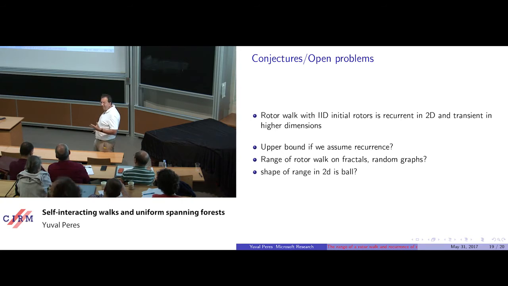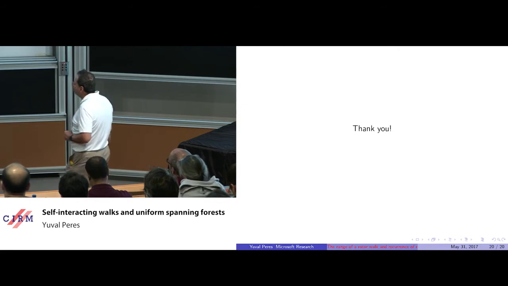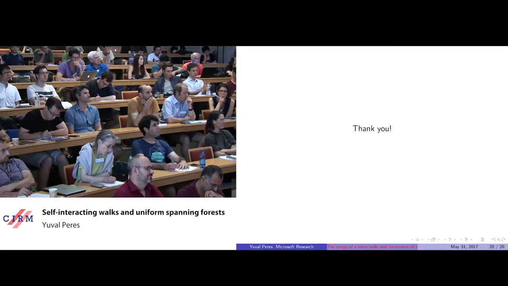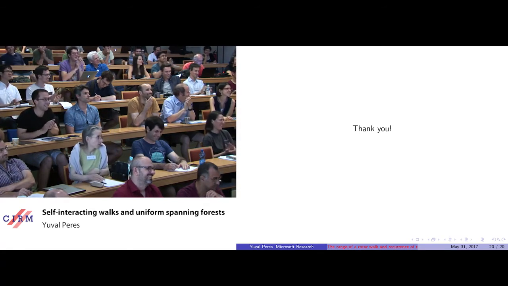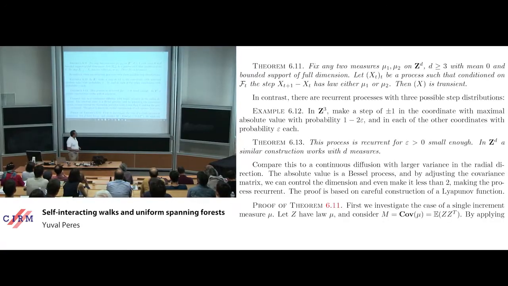There are a lot of other lattices and fractal constructions where maybe one can analyze the range of the rotor walk. And is the asymptotic shape in 2D actually a ball or not? This we don't know. Okay, so that's the end of the first part. It was a little longer, so I'll have to balance. And the second part is very dense.